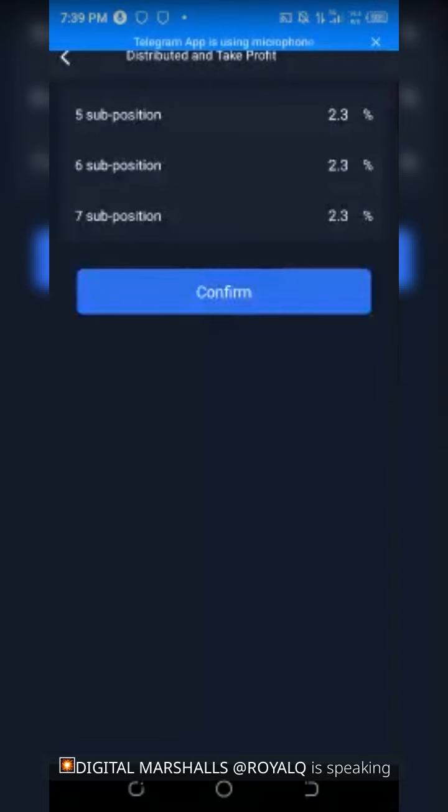Meaning every day you're going to make money, because when the market goes further down, you have made room for the market dip and you will still be making money. That's the beauty of Royal Cube. So your sub position, you make it 2.3%. These sub positions are trades that are taken one by one. The robot sees them as individual trades.